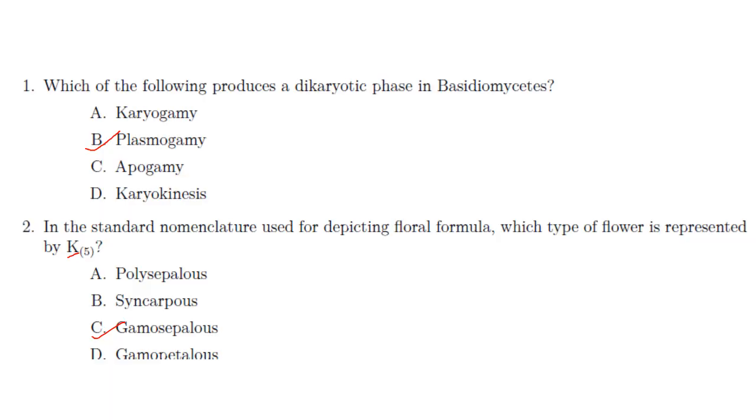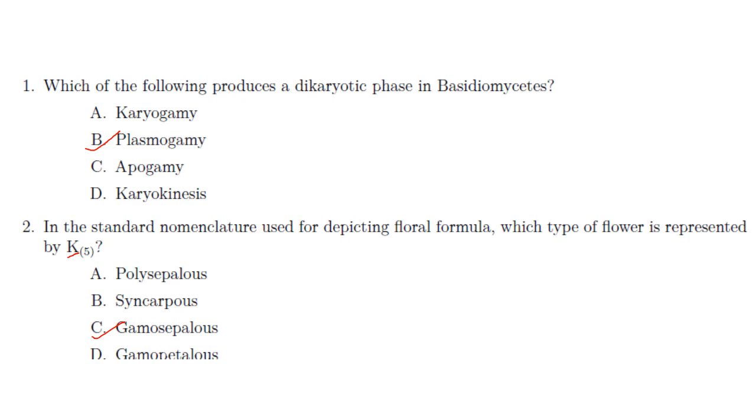Coming to the first question. Which of the following produces a dikaryotic phase in basidiomycetes? So, a dikaryotic phase is seen when there is plasmogamy. Plasmogamy is fusion of cells but without the fusion of nuclei. The cell will remain diploid, but it has two nuclei. And this dikaryotic phase is seen in basidiomycetes as well as ascomycetes. So the answer here is option B, plasmogamy.